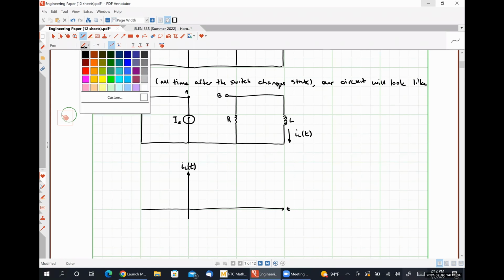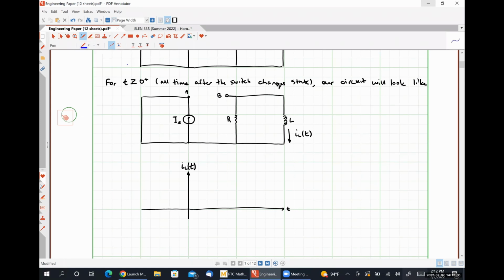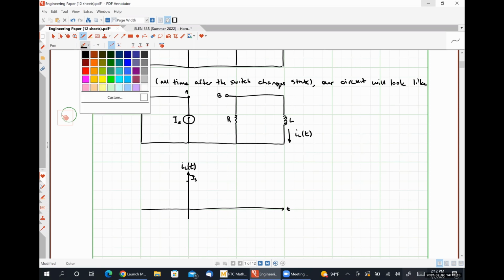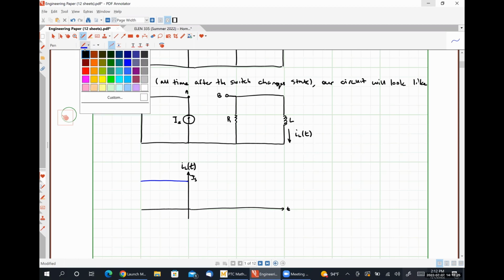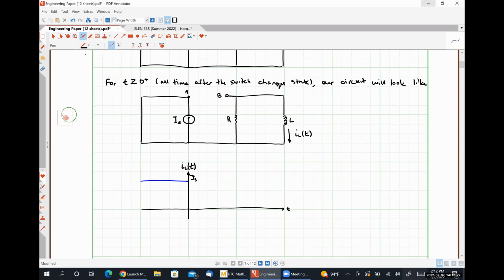So based on the analysis that we've done a few moments ago, and let's call this value in particular, we know that for all points in time before t is equal to 0, our inductor current is a constant value, okay? So for this region of time, we have DC steady state conditions.